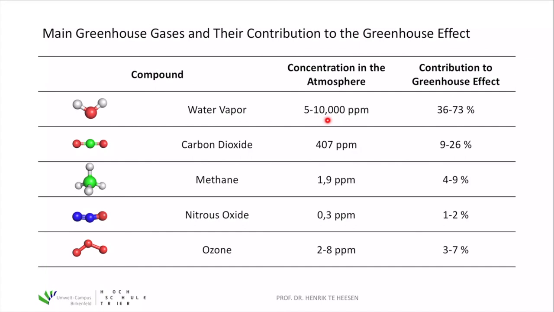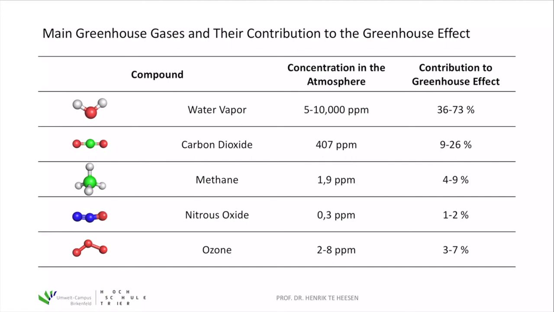You see the concentration of water vapor varies between 5 and even 10,000 ppm. Carbon dioxide, the average of the carbon dioxide concentration over one year, is at the moment 407 ppm. Again, keep in mind, this value varies due to the seasons. During summertime this value is smaller. In wintertime, in the northern hemisphere, this value is larger. So the annual mean concentration is 407. We have methane 1.9 ppm, nitrous oxide 0.3 ppm, and finally ozone. The concentration of ozone in the atmosphere varies between 2 and 8 ppm. Again, it depends on the location. So we have a spatial distribution of ozone.